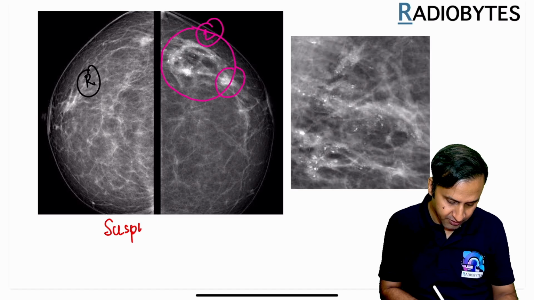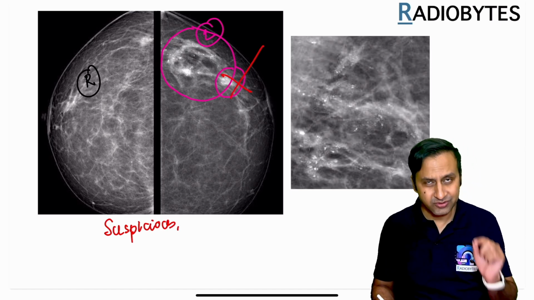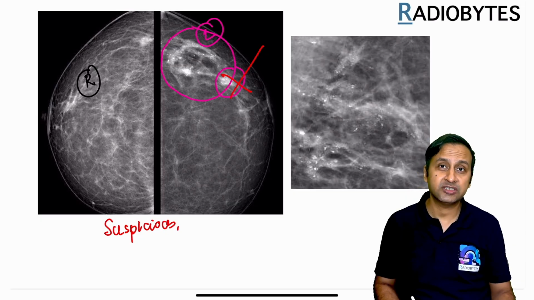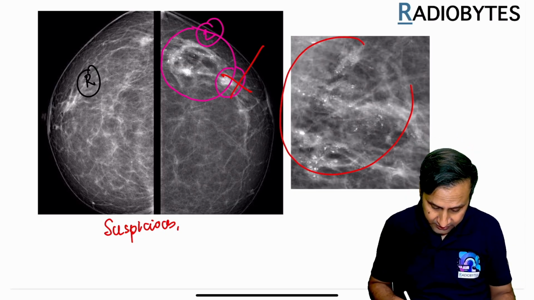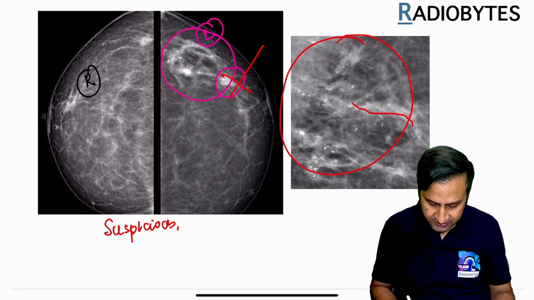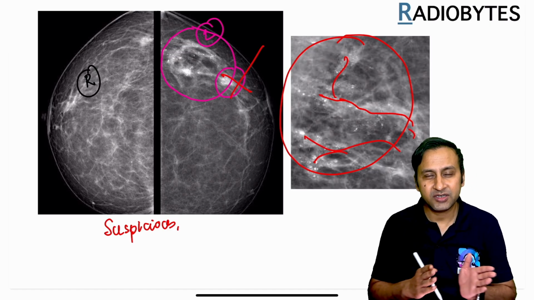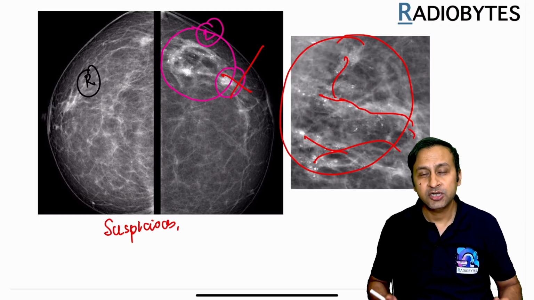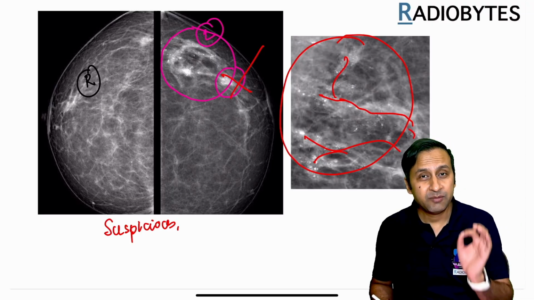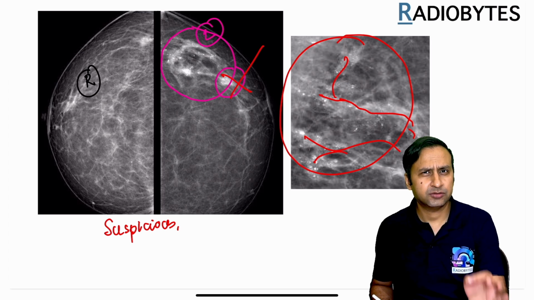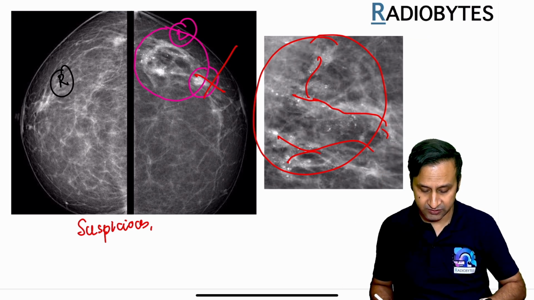I hope everybody will agree with me. Even if there was no mass here, I would still say that this distribution is suspicious. Have a look at these calcifications. Now, it's typically seen that these calcifications are part of the one disease spectrum. Why? Because they're actually conforming to the anatomical shape of the duct. So a segmental type of calcification doesn't look good to me. It looks suspicious to me.